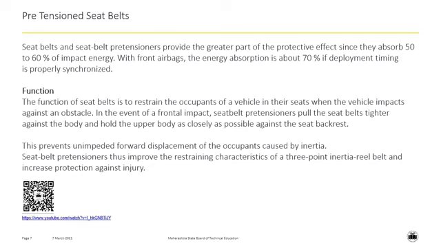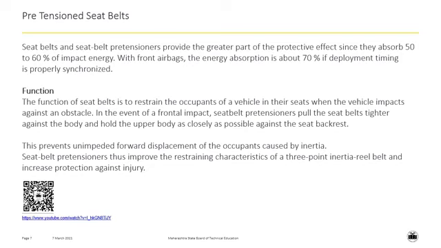Now let us see something about pre-tensioned seat belts. Seat belts and seat belt pretensioners provide the greater part of the protective effect since they absorb 50 to 60% of impact energy. With front airbags, the energy absorption is about 70% if deployment timing is properly synchronized.